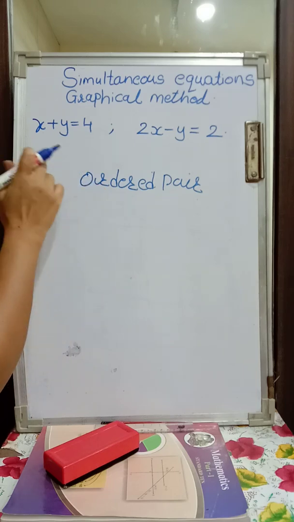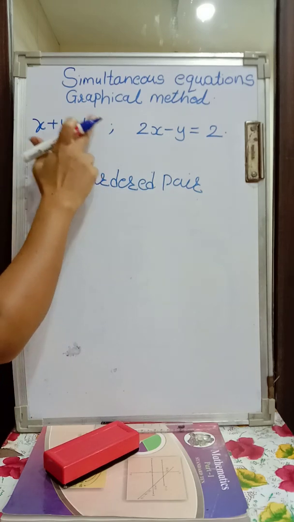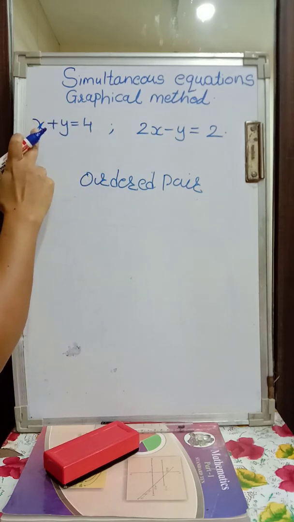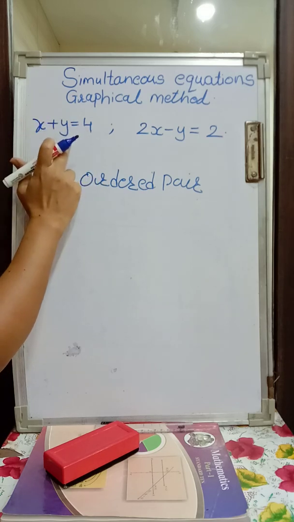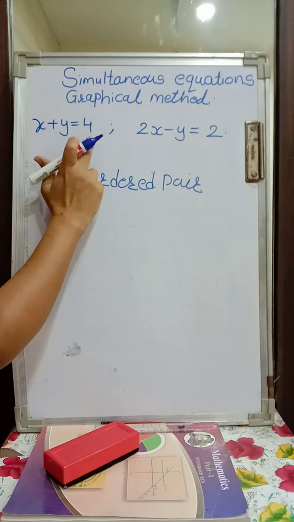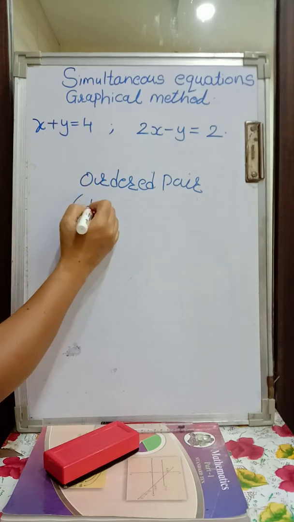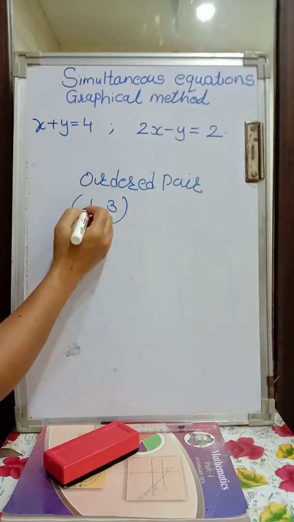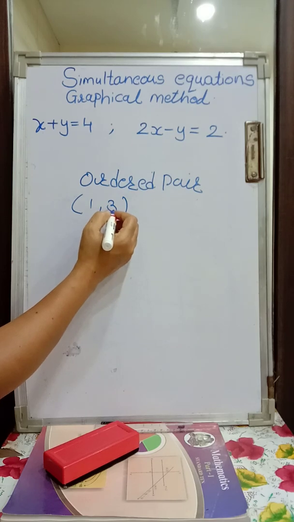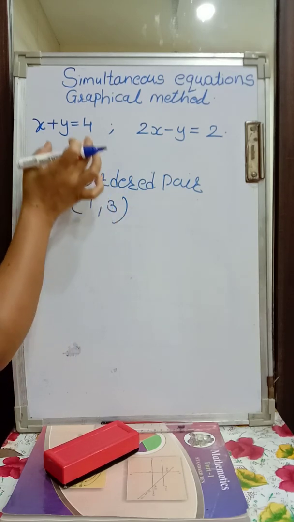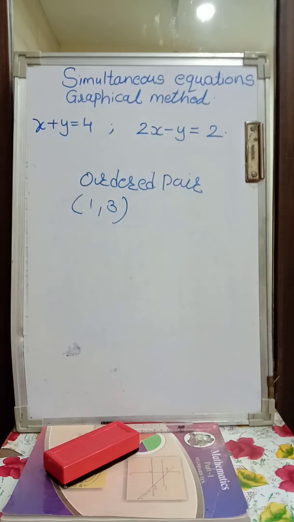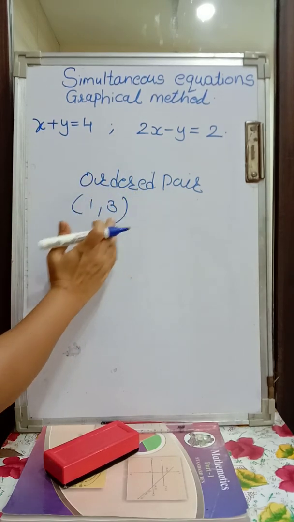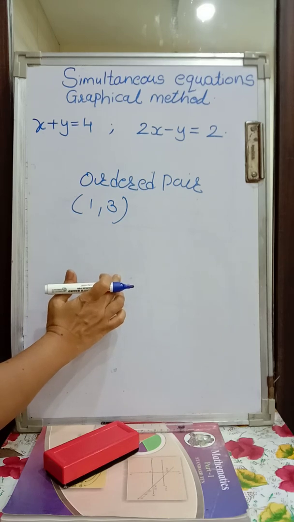For example, find the values of x and y which will satisfy this equation. Like x plus y is 4. So what should be the value of x and y? It can be 1 and 3 because 1 plus 3 will be 4. For example, I am giving you 1, 3. So x coordinate will be 1, y coordinate will be 3. So these two are going to satisfy this equation. So this is one ordered pair for this equation. Now, the first step is to find like this at least 4 ordered pairs.